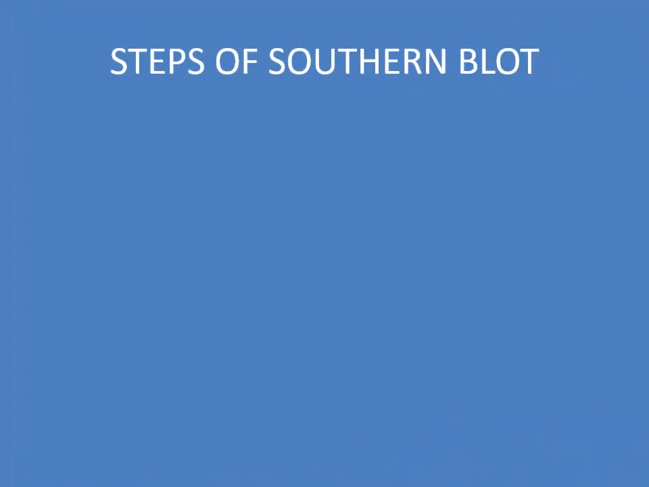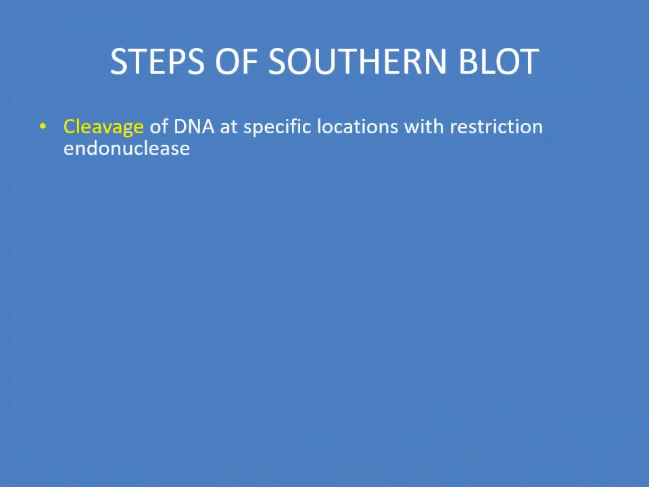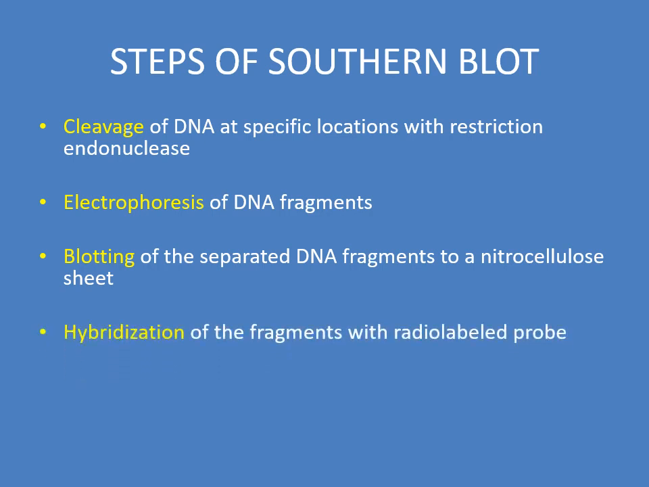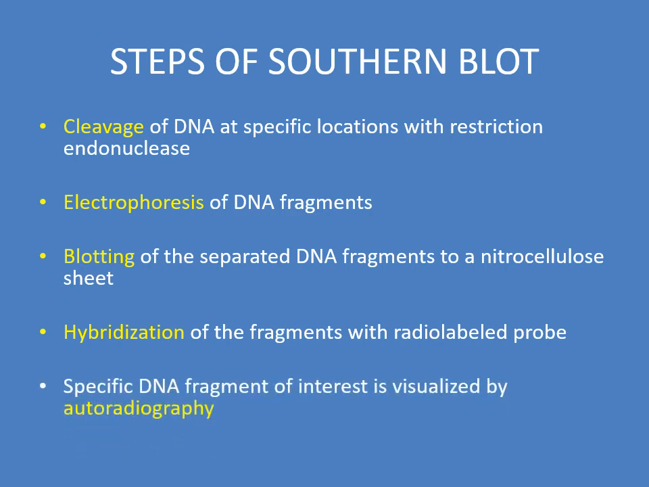Steps of Southern blot. First is cleavage of DNA at specific locations with restriction endonuclease. Next is the electrophoresis of the DNA fragments. Next is blotting or immobilization of the separated DNA fragments to a nitrocellulose sheet. Then hybridization of the fragments with a radiolabeled probe. Then the specific DNA fragment of interest is visualized by autoradiography.